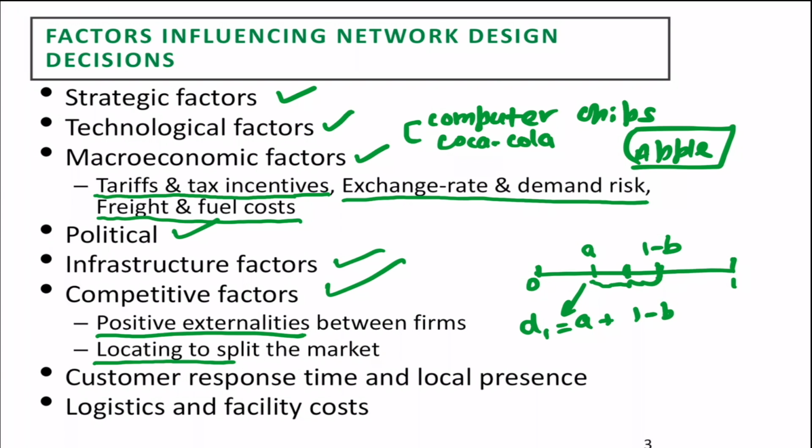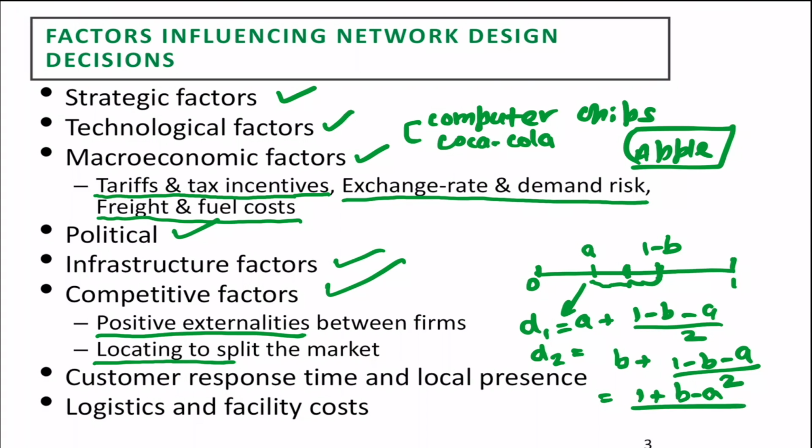(1 minus B) from there we subtract A, and half of that. Similarly for the second company, it will be B plus again (1 minus B minus A) over 2. In fact, if you rearrange, we get (1 plus B minus A) over 2. So basically, both companies will maximize their market share if they move closer to each other. So ideally, if this is 0 and this is 1, if both companies locate at the midpoint, that will be the ideal situation. So this is based on companies that compete on distance.